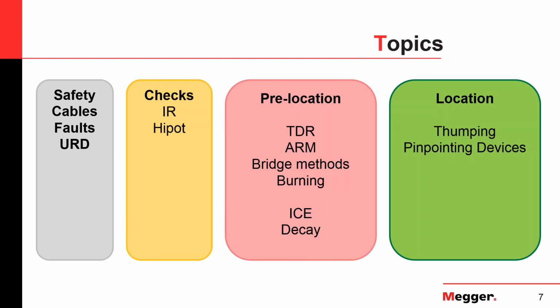So what we will talk about is, on the very left, you will see the introduction to the topic, and you will realize that the other three boxes that you see, the yellow one, the pink one, and the green one, is the actual fault location process. So let's start with the gray box on the left.